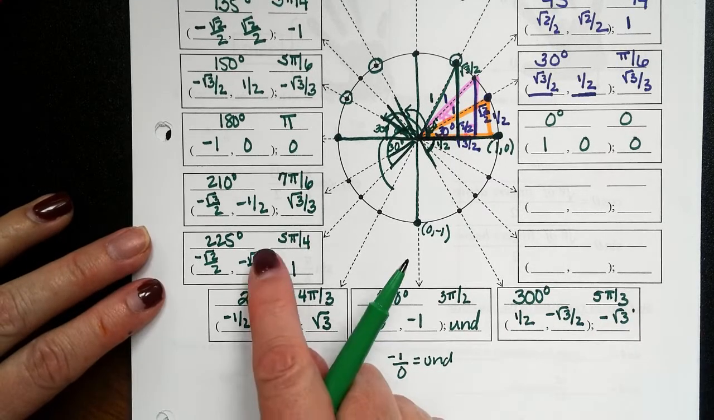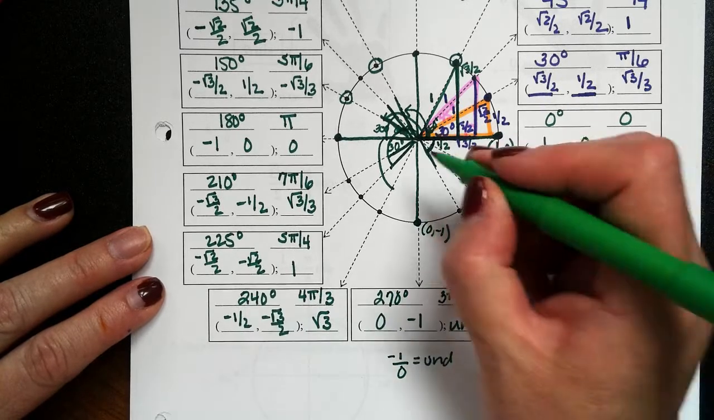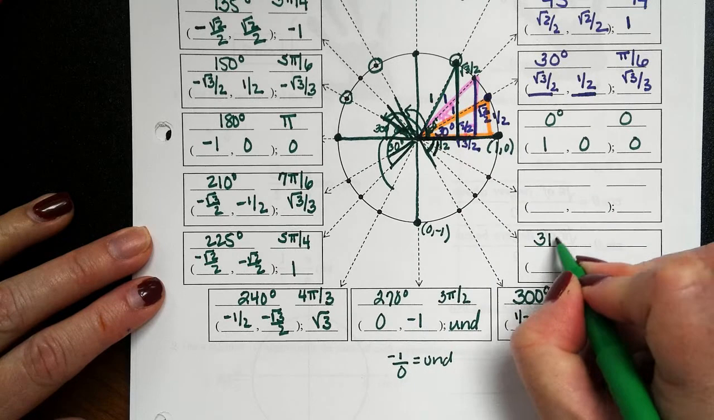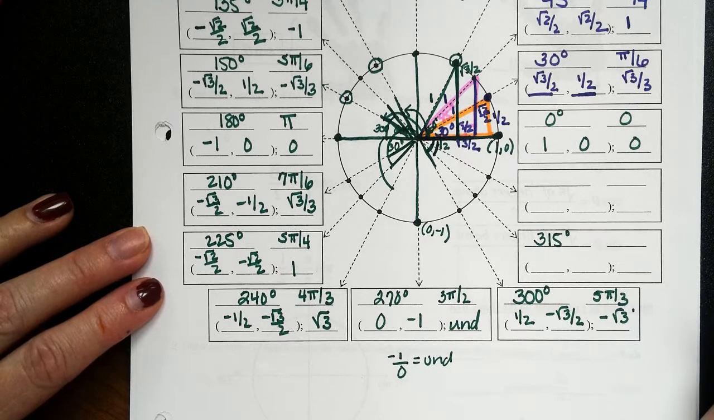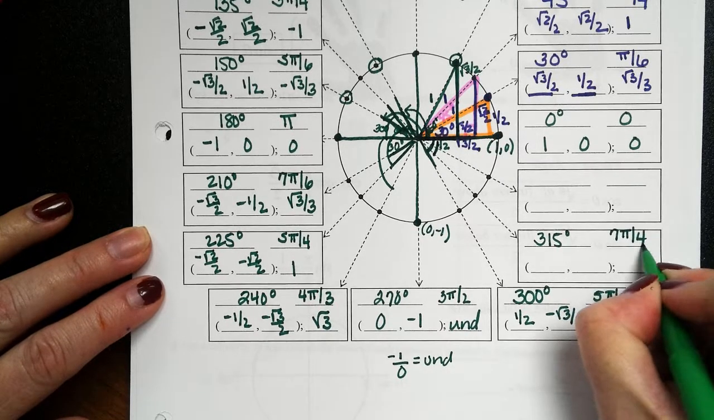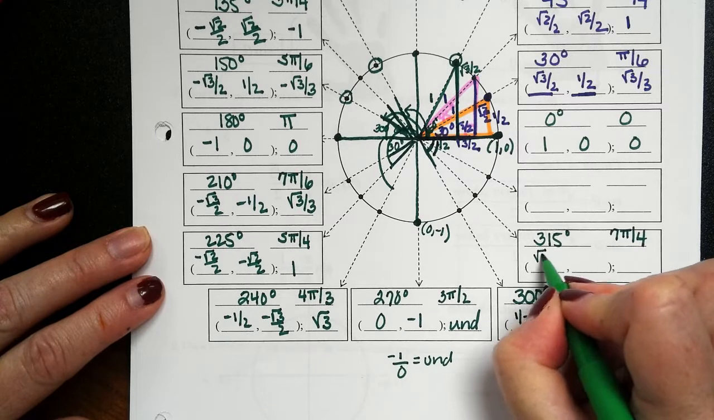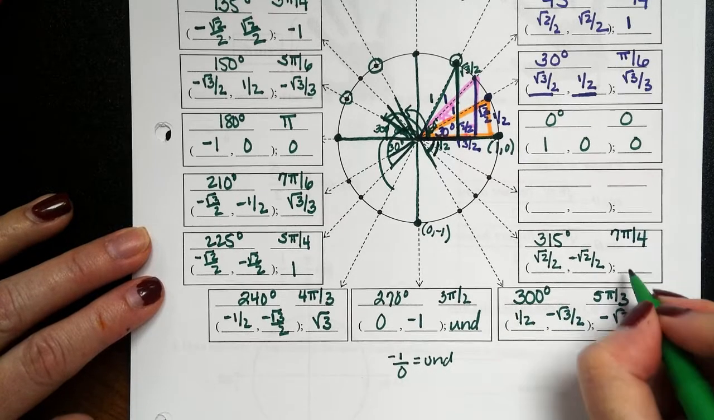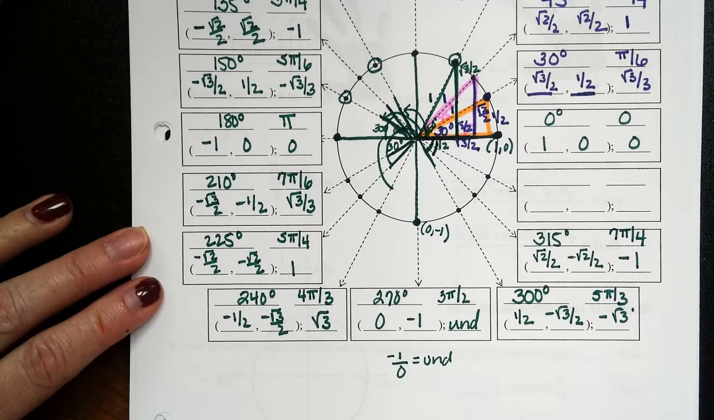Then finally, when I take my 45-degree reference angle, 360 minus 45 is 315 degrees. And in radians, this is going to be 7 pi over 4. Again, your x coordinate is positive, your y coordinate is negative. So tangent would also have to be negative.